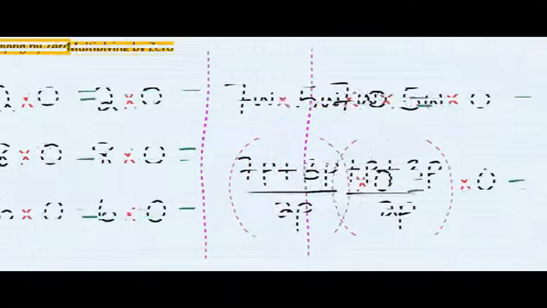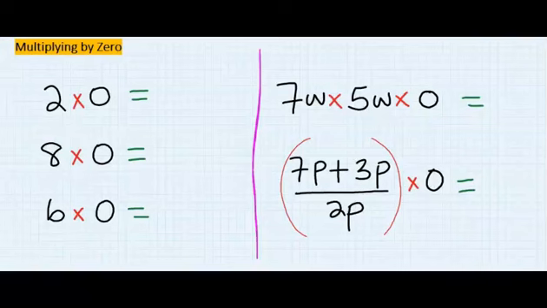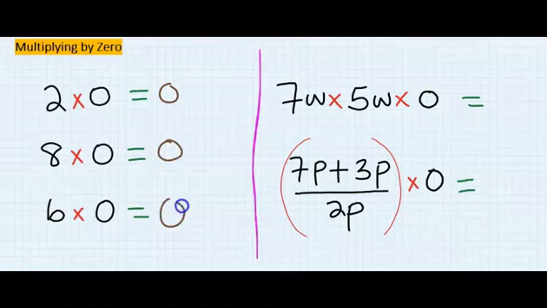Let's look at multiplying a number by 0. Any number you multiply with 0 actually will give you 0. It doesn't matter whether it's a number or alphabet. This means if you multiply a number with nothing, it's going to give you nothing.